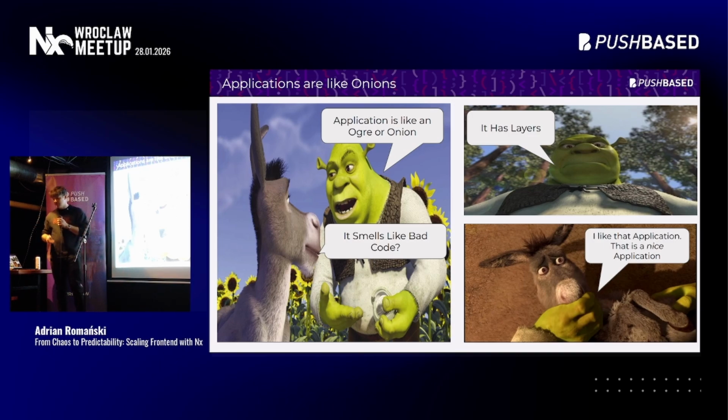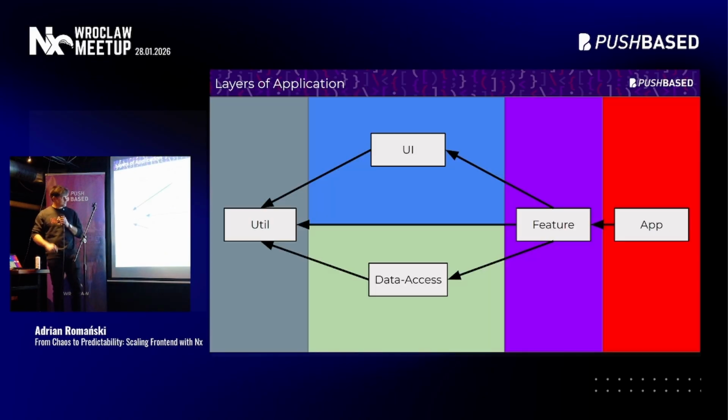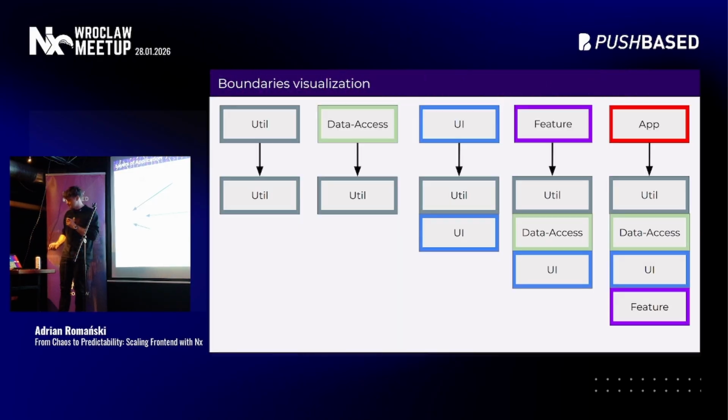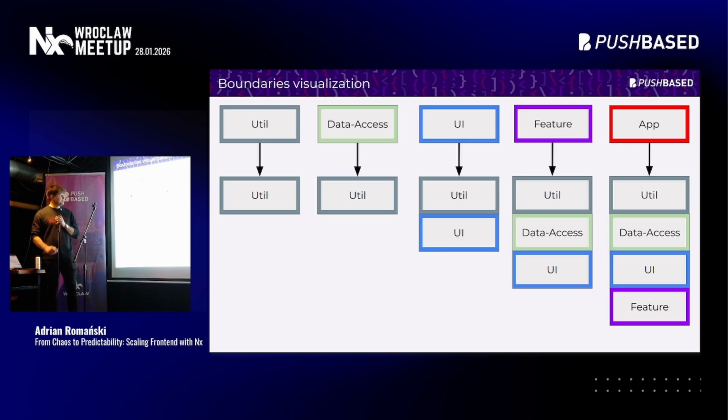or an ogre. Onions have layers and applications also have layers. You can set more layers if you want, but those are the most classic. So coming from the left, this is the weakest layer. It can be imported by UI and data access. Modules on the same layer, sorry for that, can't import each other. Feature can import everything, etc. To visualize it even more, we can visualize the boundaries. So util can import util, data access can import util, and so on until the end. This will stop the shotgun surgery if it's done correctly.